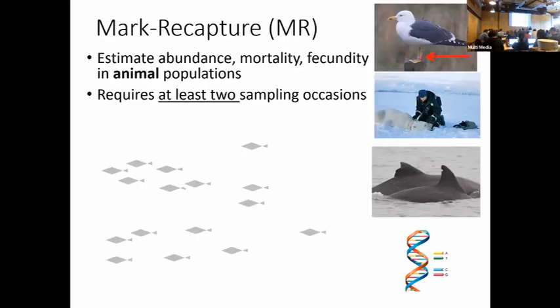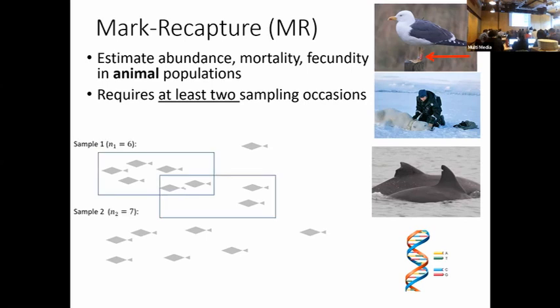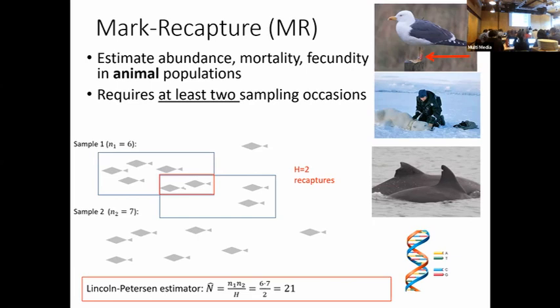Right, so then a brief tutorial here, ordinary mark recapture that most of you will know, but just to get some terminology. So in ordinary mark recapture, you need at least two sampling occasions, right? And here we sample, so that will be a tagging. Sample one will be putting out the tags, and sample two would be the recaptures. And here there are two recaptures. And from those simple numbers, we can apply the Lincoln-Petersen estimator to get an estimate of population size.